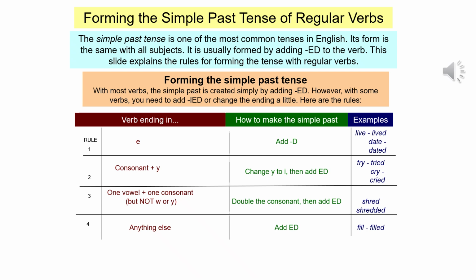Now let's look at forming the simple past tense of regular verbs. The simple past tense is one of the most common tenses in English. Its form is the same with all subjects. It is usually formed by adding ed to the verb. This slide explains the rules for forming the tense with regular verbs.